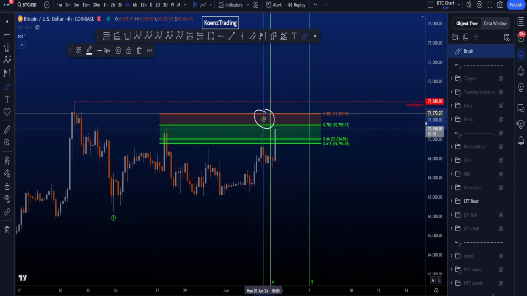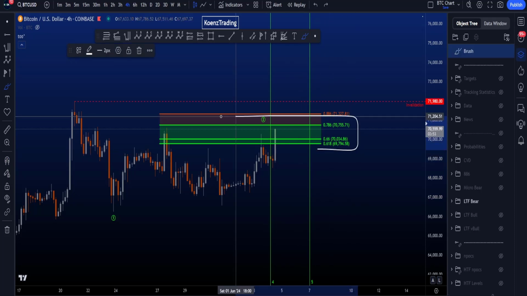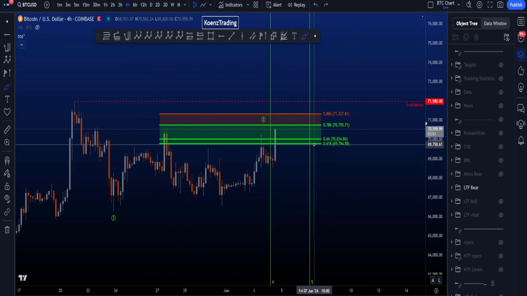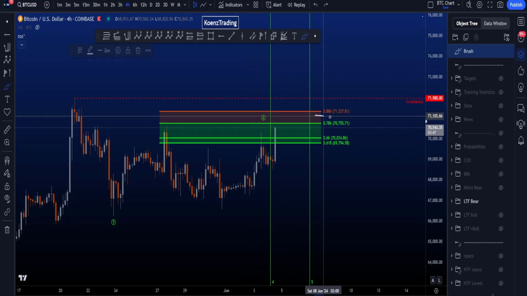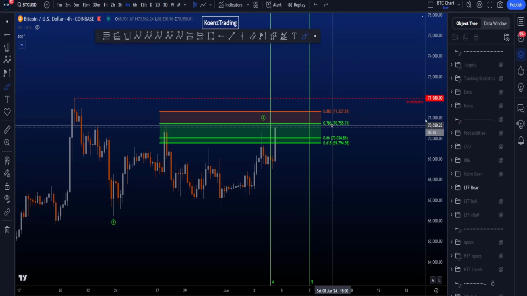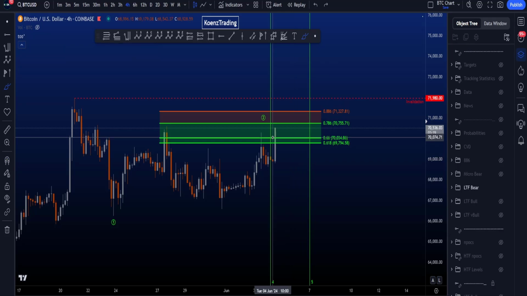Inside wave 2, we then look for a 3-wave corrective structure ending somewhere between the golden pocket and the 786 area preferably, as that is your common target area for your wave 2. The 886 for a wave 2 is very rare at 71.3k. The moment price hits the 886, the probabilities will significantly decrease for this scenario.